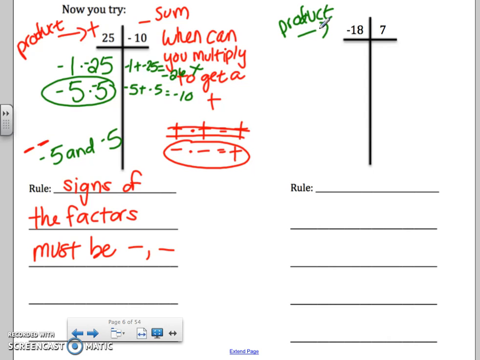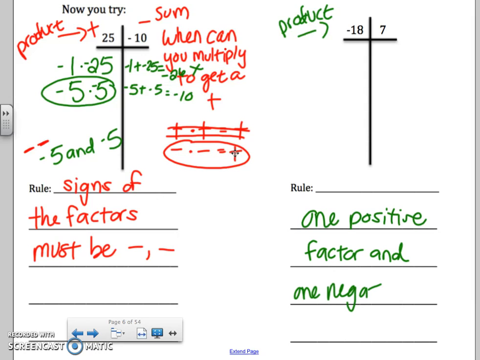So when can you multiply two numbers and get a negative? I know it's not a positive times a positive, and I know a negative times a negative is a positive. So when that left side is negative, you're going to have one positive factor and one negative factor. So you're going to have a positive and a negative, because that's the only way you can multiply something and get a negative number. This is where you have to kind of guess and check to see how to get your answer, okay?